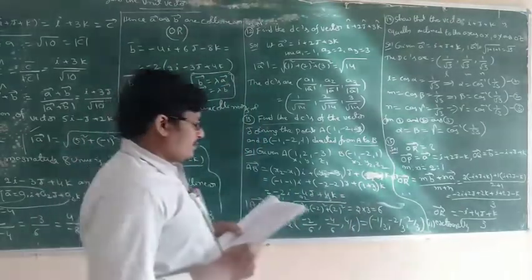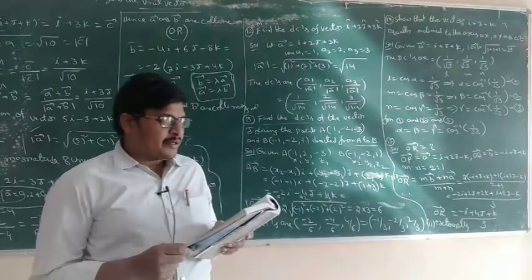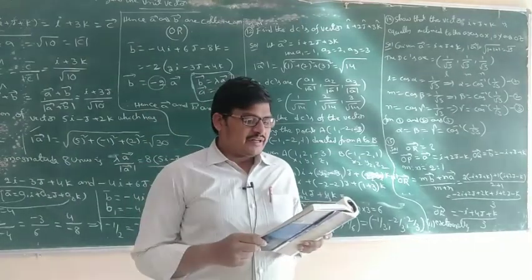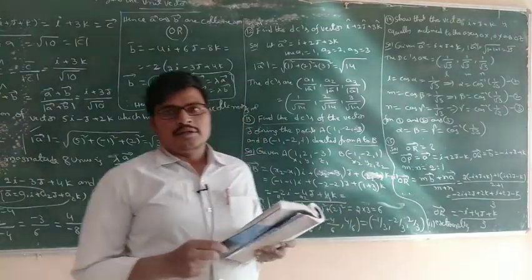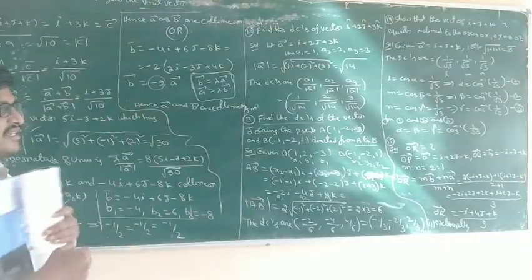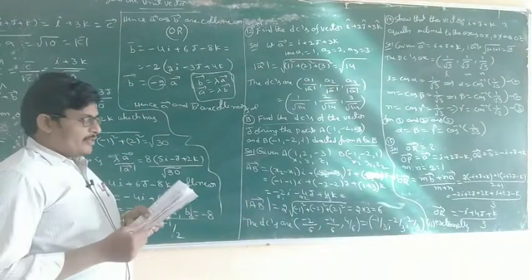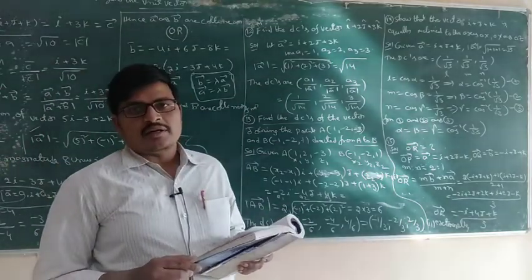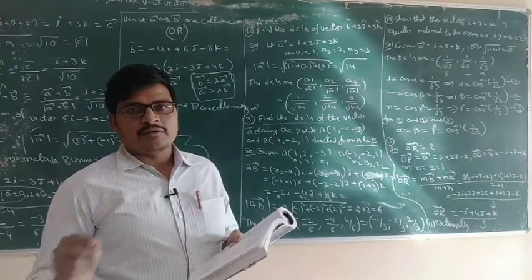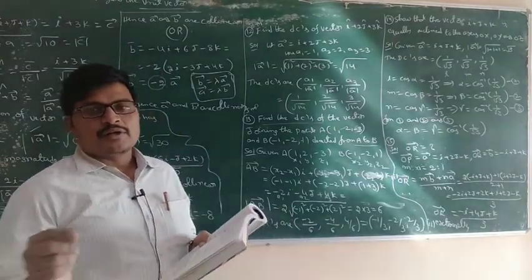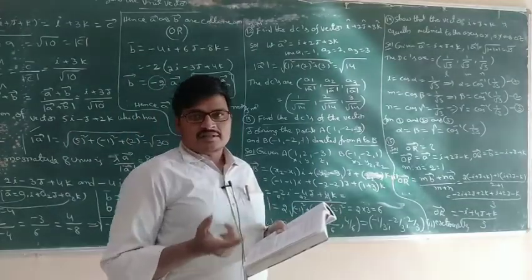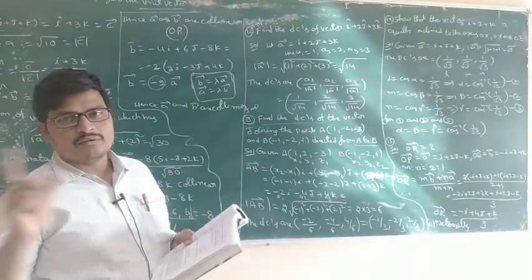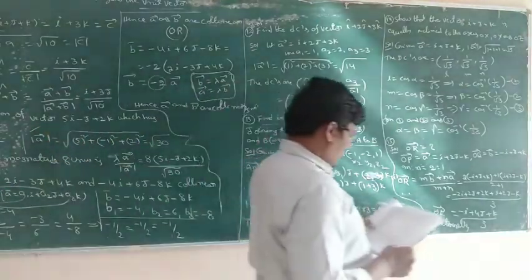Next, the 17th problem: show that the points A, B and C with position vectors A, B, C respectively form the vertices of a right angle triangle. A right angle triangle has three sides, AB, BC and CA. Find the lengths of the vectors. For example, A bar length 1, B bar length 2, C bar length 3. What is a right angle triangle? Pythagoras theorem: the square of the highest value is equal to the sum of the squares of the remaining two values. Next, the 18th problem, 19th problem.